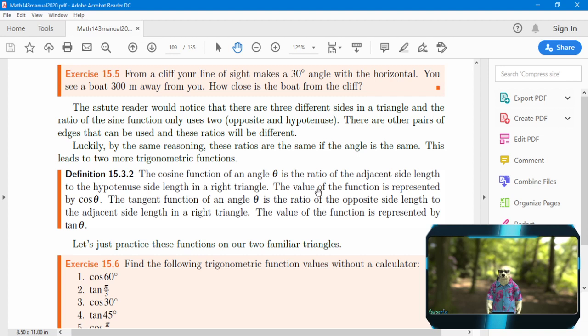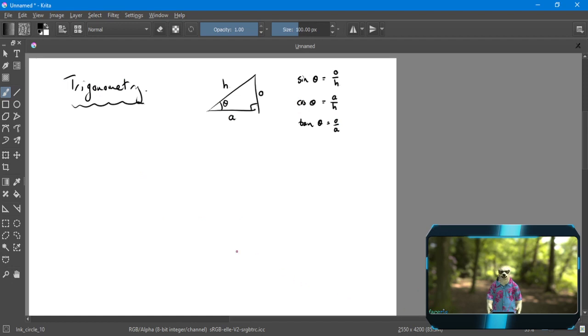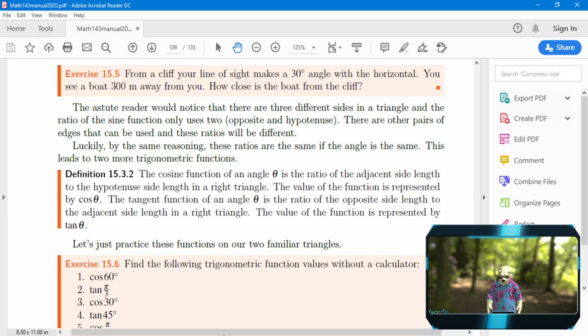So let's look at exercise 15.5 to see where these things are actually used. Now, of course, we're looking at very simple examples still, but we should hopefully get the idea.